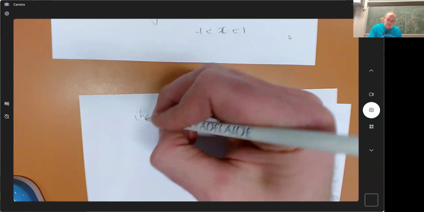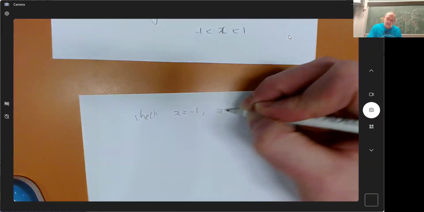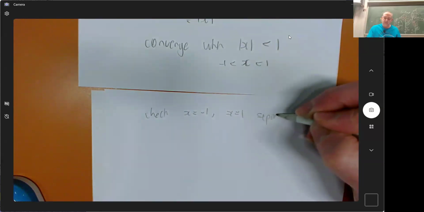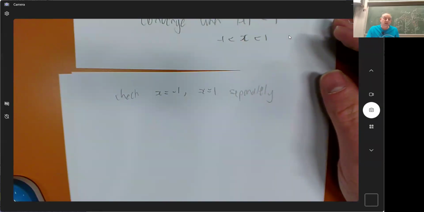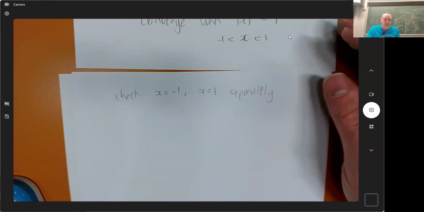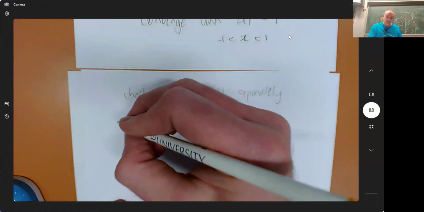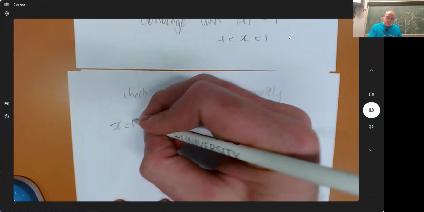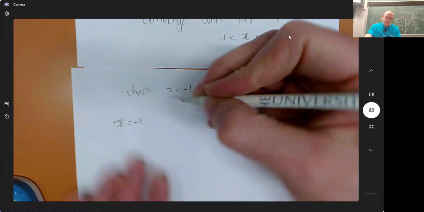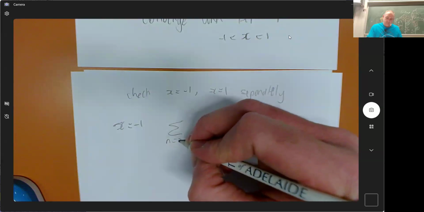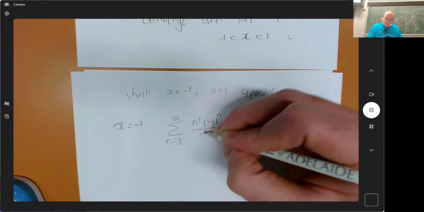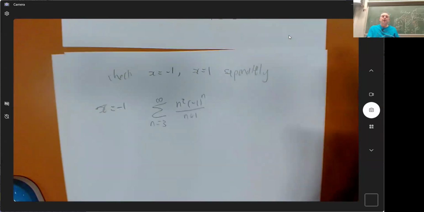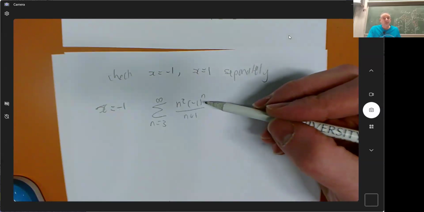So check x equals -1 and x equals 1 separately. And the ratio test won't work for those. So the only way to check is to put it all the way back into the original series and make a decision based on what it looks like. So when x equals -1, like that, that's an alternating series because of the (-1) to the n.